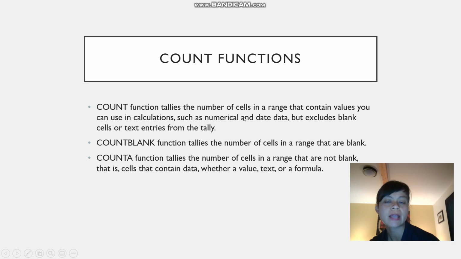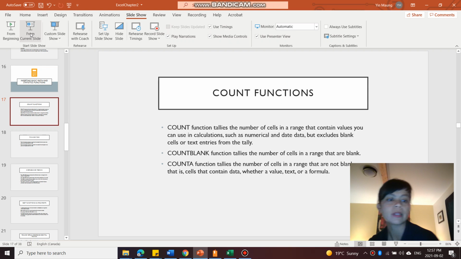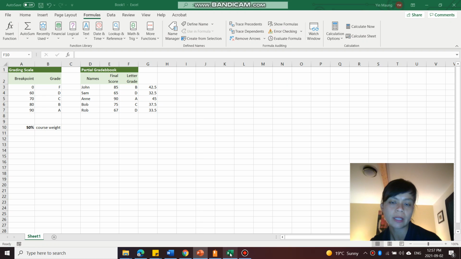The count function tallies the number of cells in a range that contains values that you can use in calculations. So this has to be numerical values or date data. It excludes blank cells or text entries from the tally. So it cannot be text or anything else other than numbers. So let's go take a look at that.